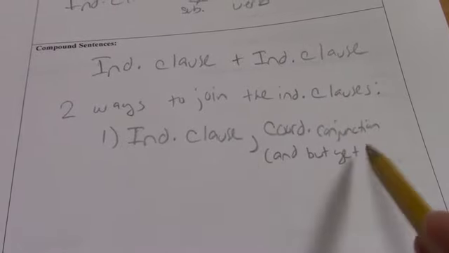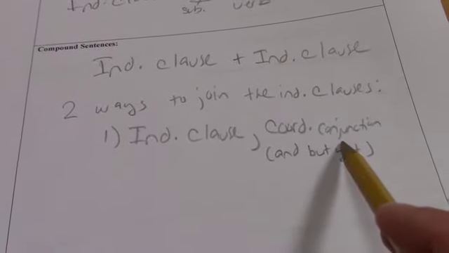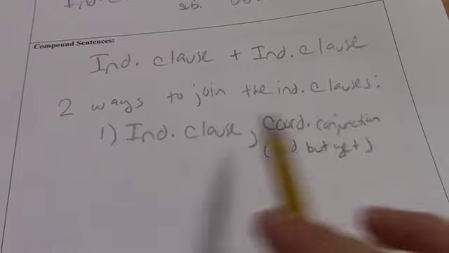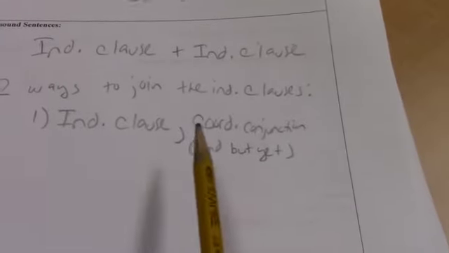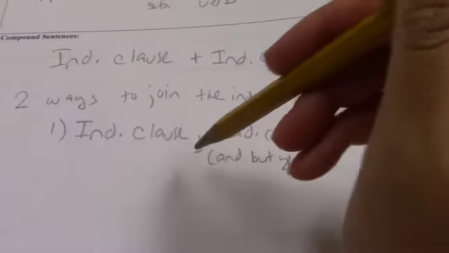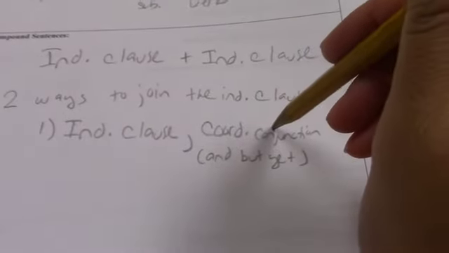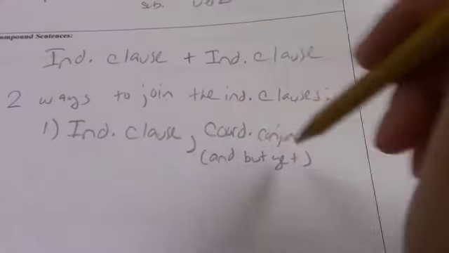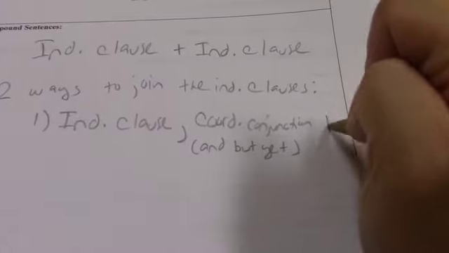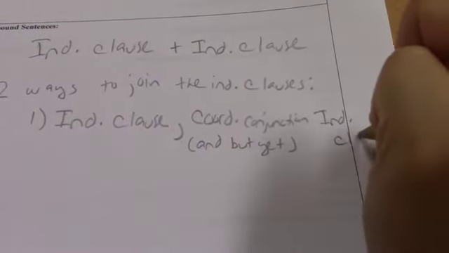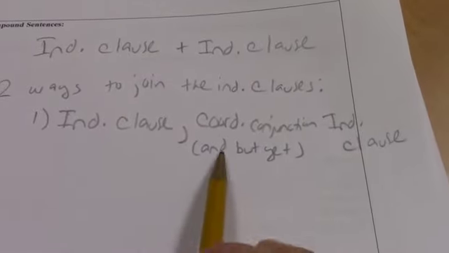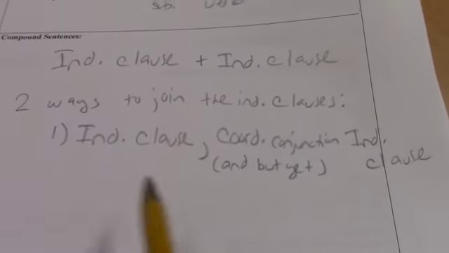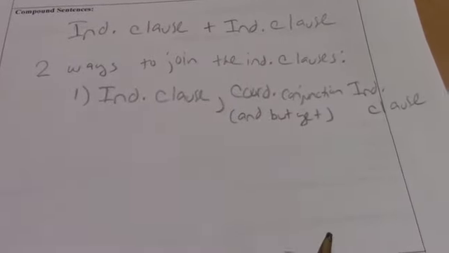If you have a coordinating conjunction, you probably have two independent clauses joined together. So remember, independent clause, you would join it with a comma and a coordinating conjunction. And these are some examples of the coordinating conjunctions. And then you would have your independent clause following that comma and coordinating conjunction. All right.